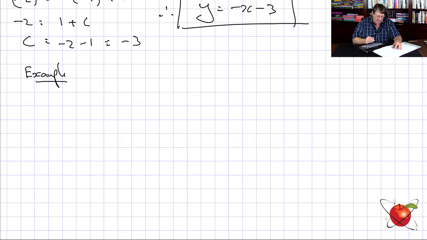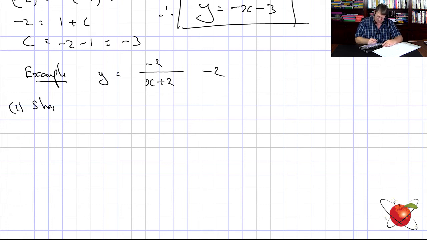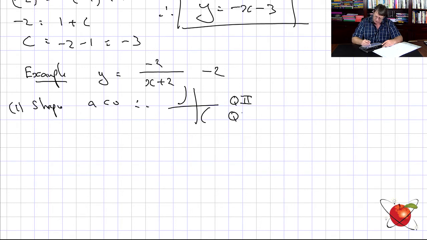Example here is sketch the graph of y equals minus 2 over x plus 2 minus 2. Okay, part 1 is our shape. A is less than 0, it's negative, therefore it's a quadrant 2 and quadrant 4 graph, correct? Okay, we've got that sorted. Step 2 is the asymptotes.